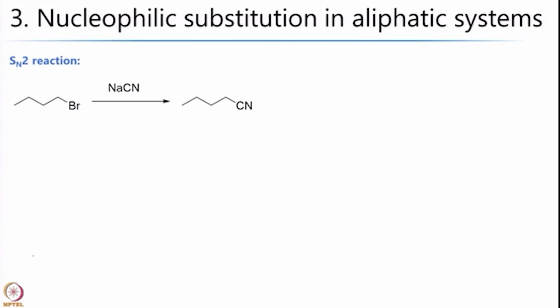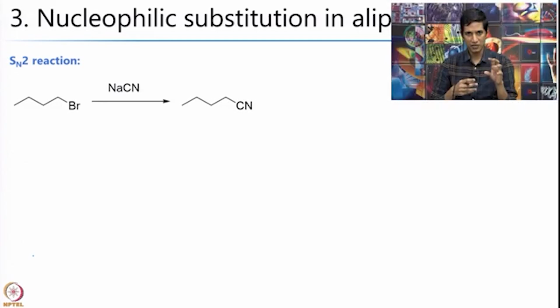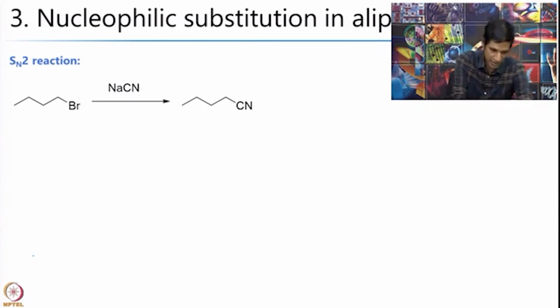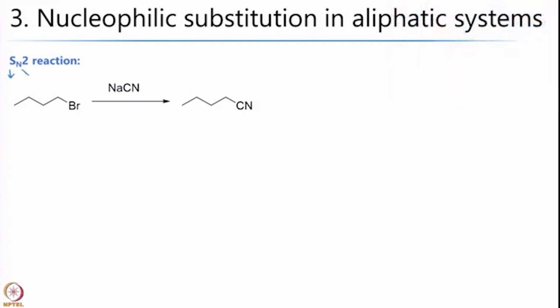Here on your screen you see that 1-bromobutane is converted into its corresponding cyano product by using sodium cyanide, right. And I have written this as an SN2 reaction. So, the SN2 stands for substitution nucleophilic bimolecular, 2 stands for bimolecular here. So, the S stands for the substitution, N stands for the nucleophilic and 2 stands for bimolecular. So, you must be wondering why is he calling it bimolecular, right.